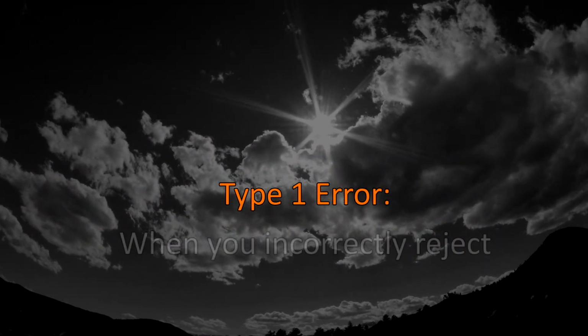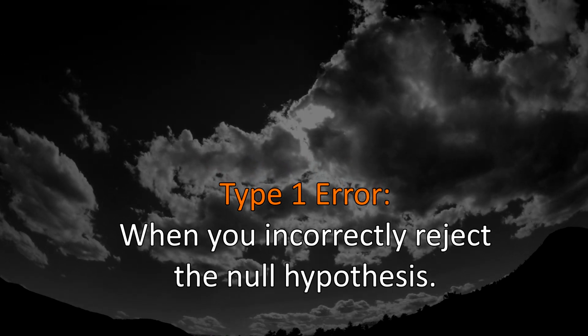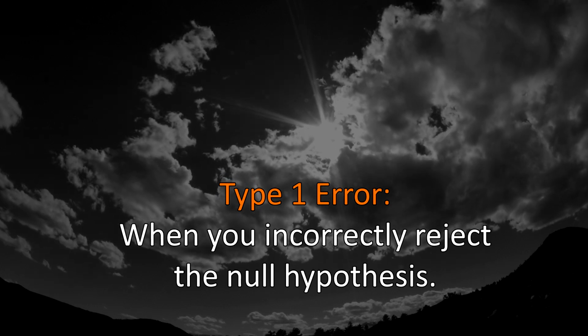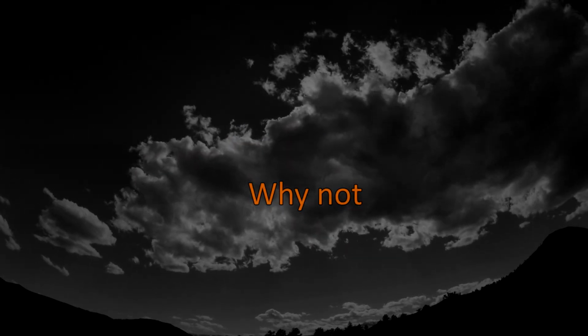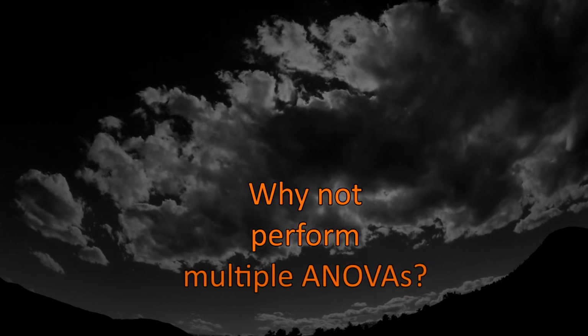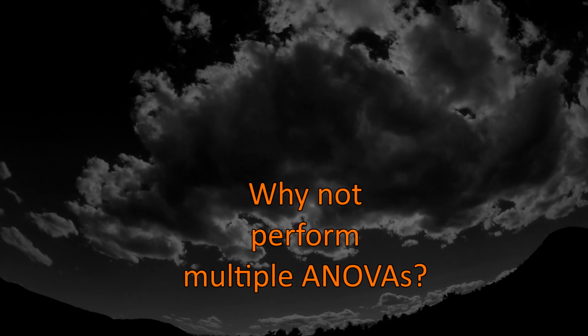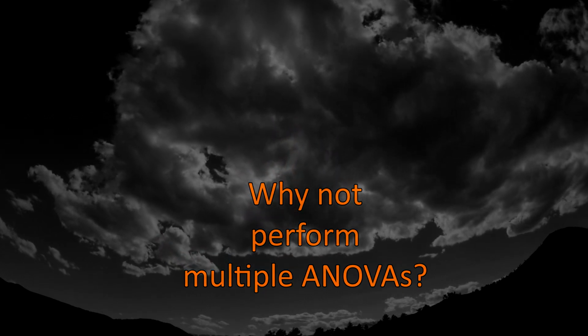Type 1 error, as you'll recall, occurs when you make an incorrect decision about the null hypothesis. That is, you reject the null hypothesis when the null hypothesis is true. Why can't we just perform multiple ANOVAs? That is, why can't we just subset our observations and take 2 at a time? That is, compare white versus black, white versus American Indian, Alaskan Native, etc., until all the paired comparisons have been made.